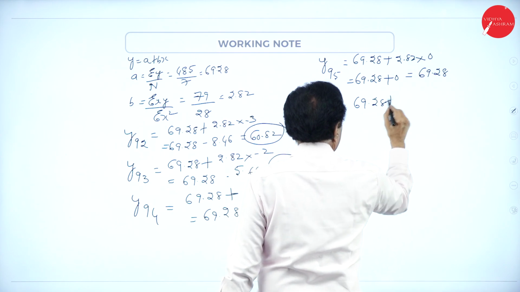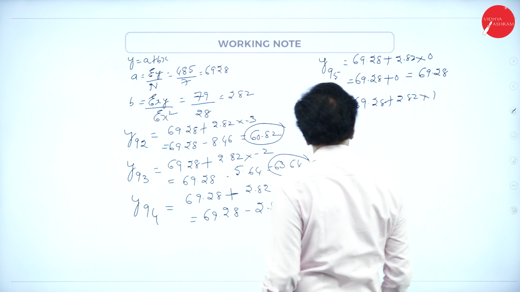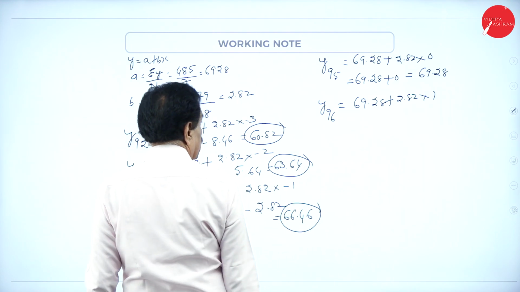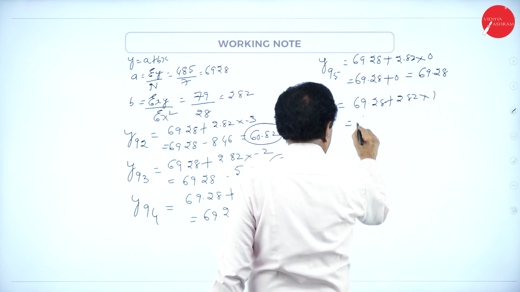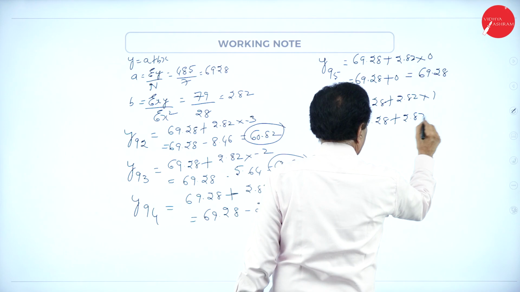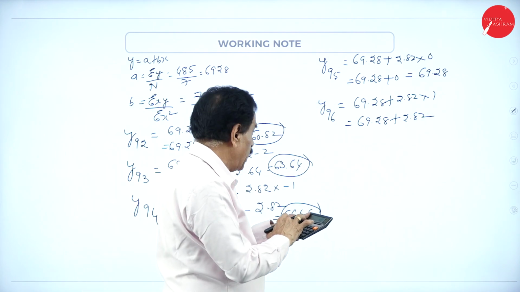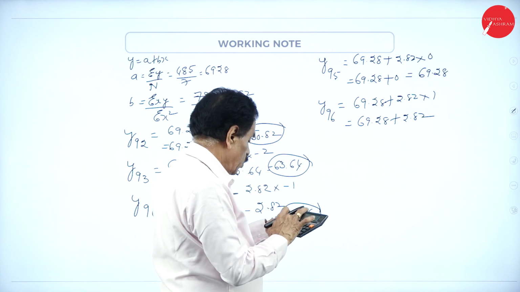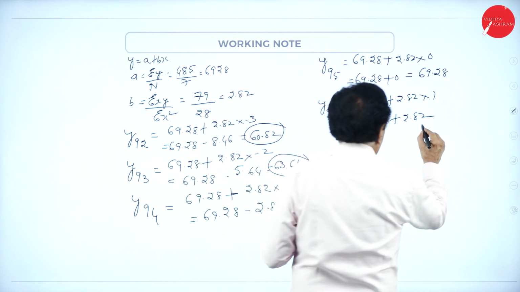Y96. 69.28 plus 2.82 into 1. This is 69.28 plus 2.82, which is 72.1.